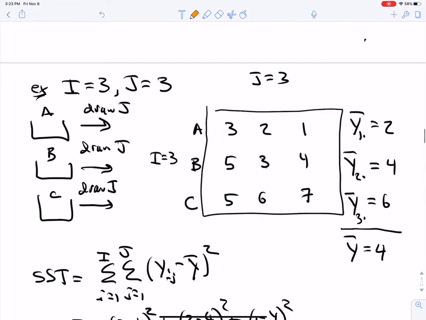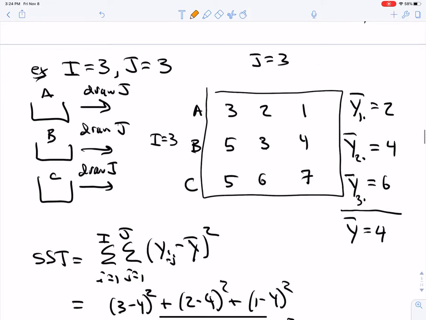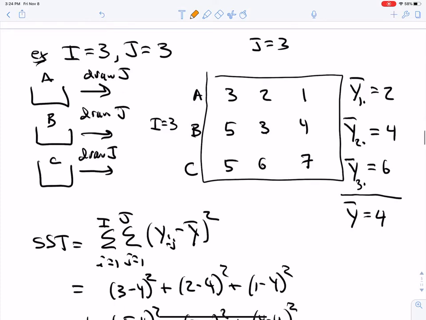So let's work out an example here. So I is 3 and J is 3. So I have 3 treatment groups and 3 observations per treatment group. So I have my populations, A, B, and C. I mean my treatment groups. And so I draw J from each. And let's say I get this data that I've written out here on the right.